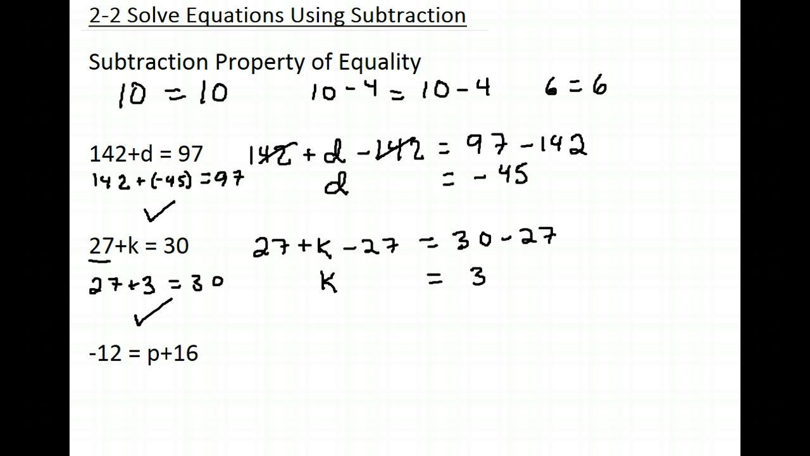So we end up with negative 12 minus 16 equals p plus 16 minus 16. On the left, negative 12 minus 16 would give us a negative 28 equals p plus 16 minus 16, so we're left with just p. So negative 28 equals p.